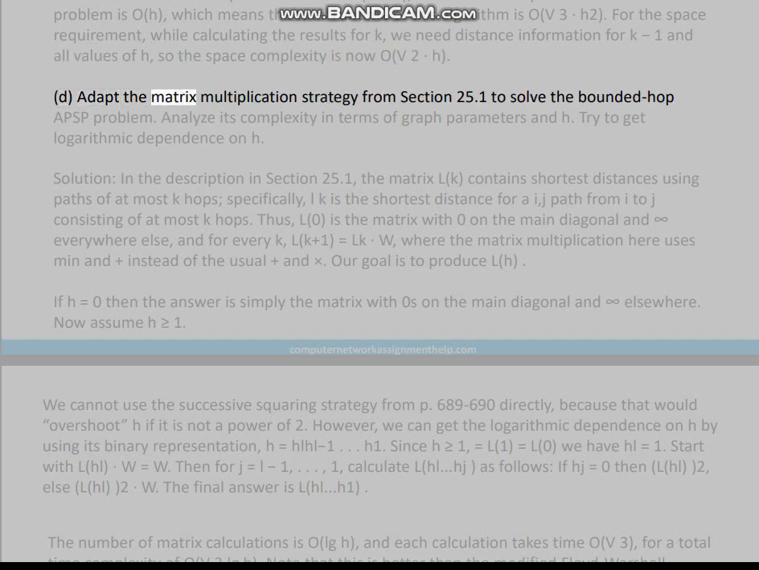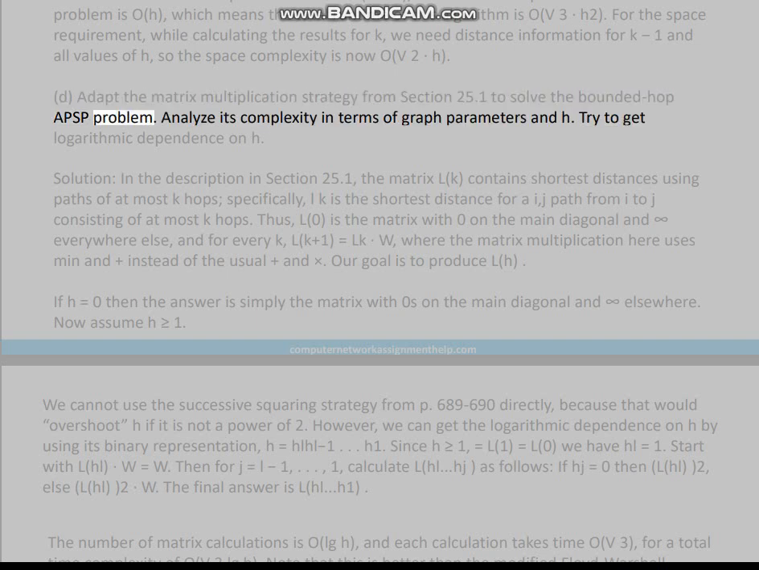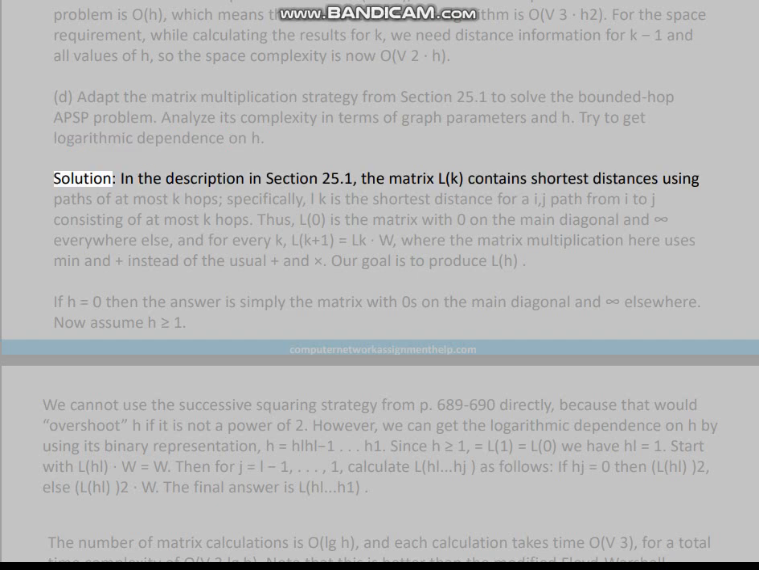D. Adapt the matrix multiplication strategy from section 25.1 to solve the bounded hop APSP problem. Analyze its complexity in terms of graph parameters and h. Try to get logarithmic dependence on h. Solution.